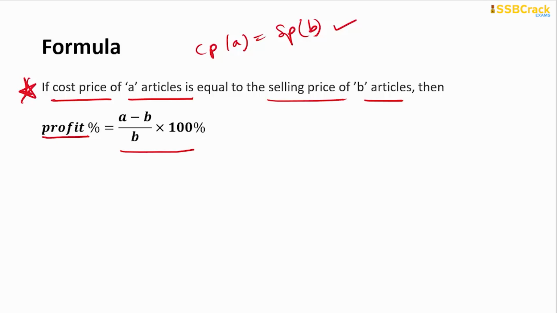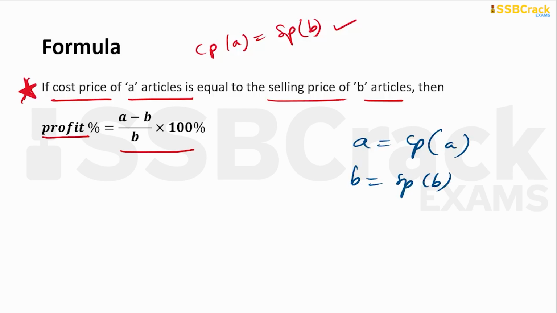It is a frequently used formula, because it is one of the easiest approaches, a simple formula: A minus B upon B into 100%. So what are A and B? A is the CP of A articles. B is the SP of B articles. And you shall take A minus B divided by B into 100% to get the profit percent in the transaction, right?